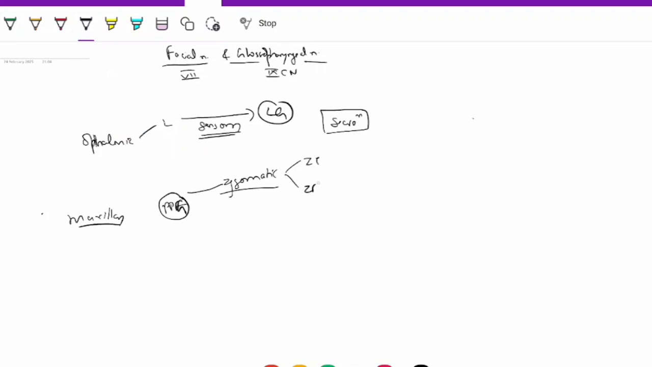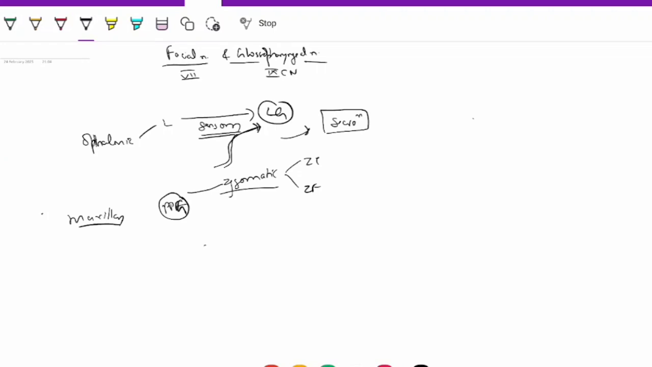ZT, ZF. Right? Now one of these branches goes along with the lacrimal nerve to the lacrimal gland, and they give the orders for secretion. One of these branches of the zygomatic nerve supplies it. Now the question comes, sir, as we all know that maxillary and ophthalmic are sensory divisions, then how can they give orders for secretion?